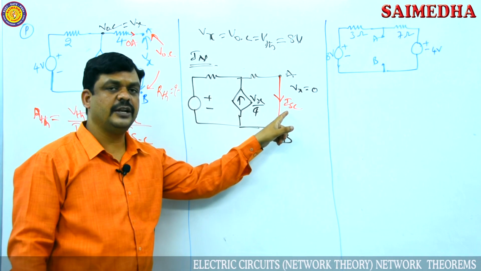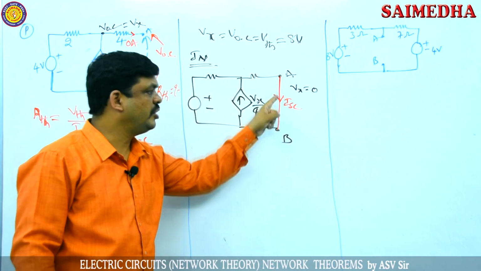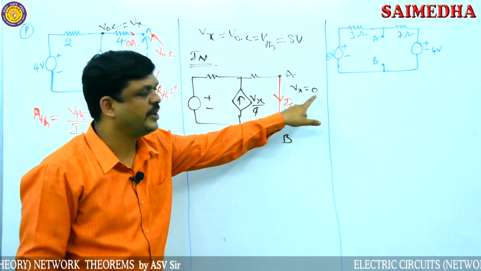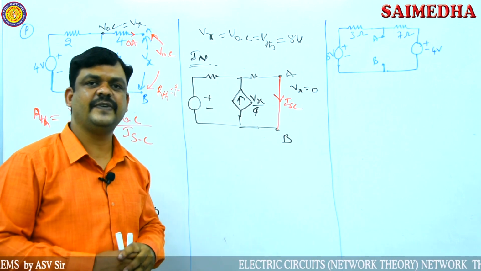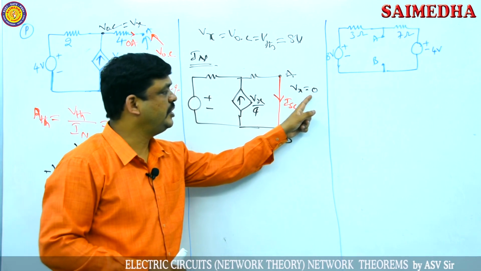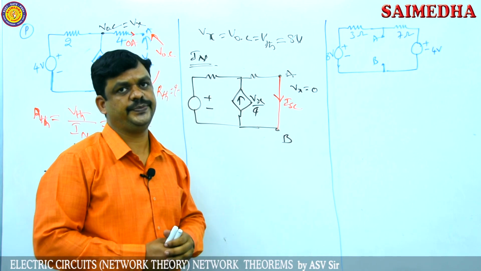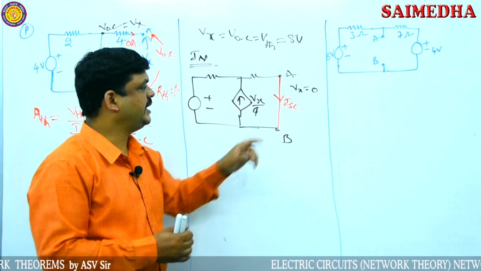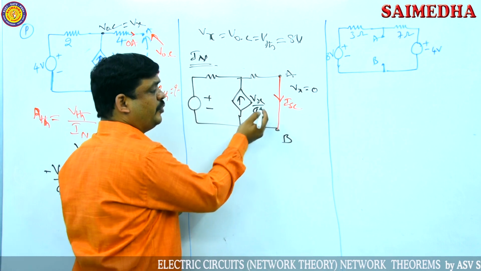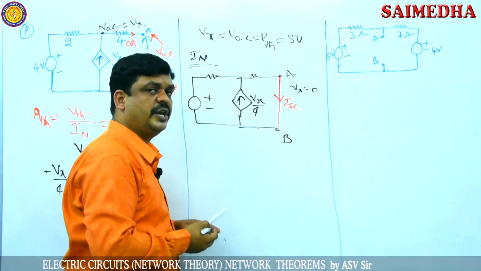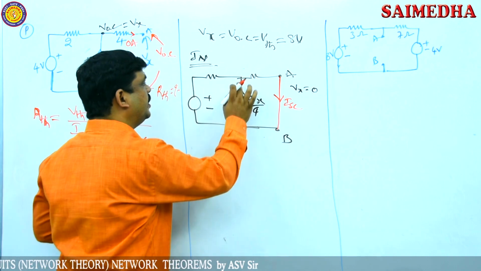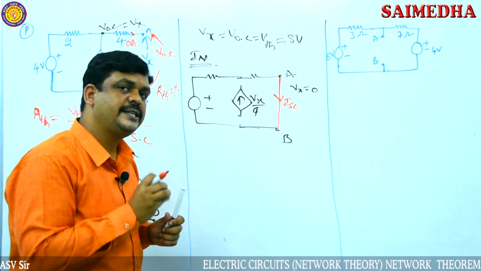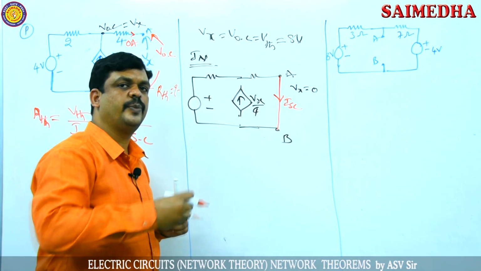But to find ISC, short circuit current or Norton's current, short circuit these 2 terminals. If these 2 terminals are short circuited, voltage across these 2 points becomes 0. So indirectly Vx value becomes 0 here. So if Vx is 0, automatically this magnitude is also 0, because the current source magnitude depends completely on the Vx value. So 0 by 4 is 0 amps. If the current source is 0, then this source is open circuited, because the internal resistance of the current source is infinity.